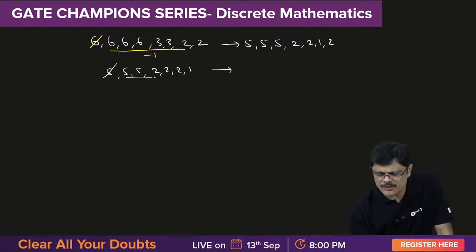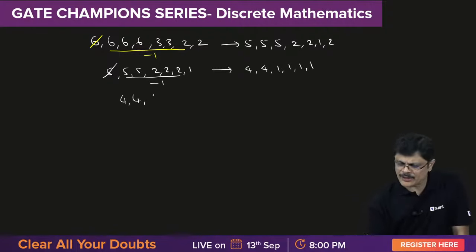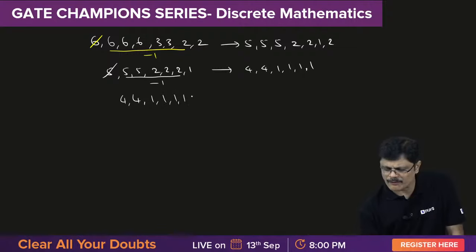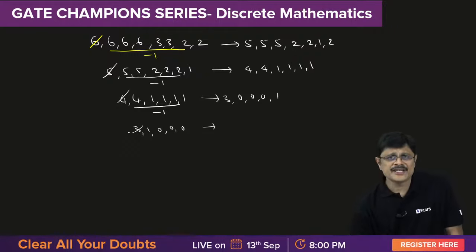Remove 5. Next 5 you subtract 1. That is 4, 4, 1, 1, 1. Now again write in the correct order: 4, 4, 1, 1, 1, 1. From the list, remove the highest degree. From the next 4 you subtract 1, which gives you 3, 1, 0, 0, 0. 3 is the highest degree vertex. Remove it.